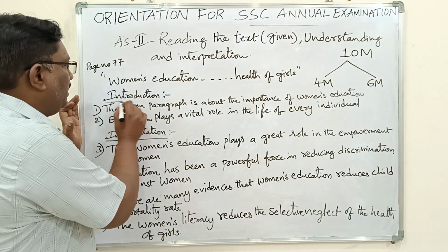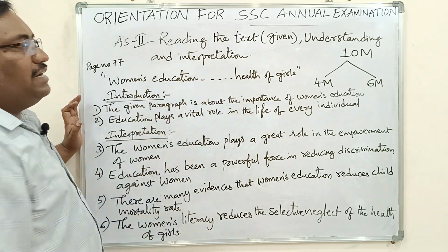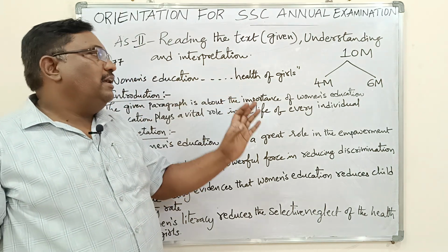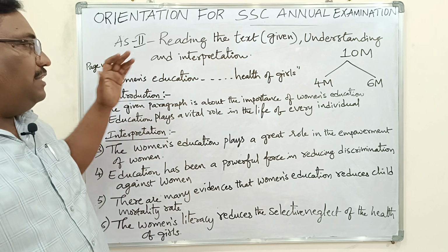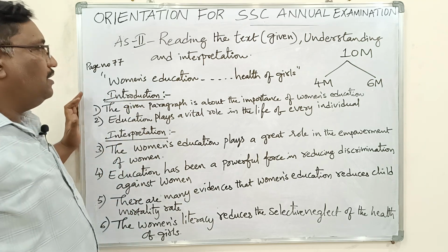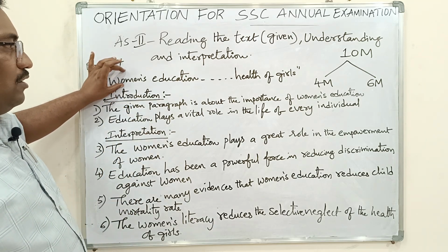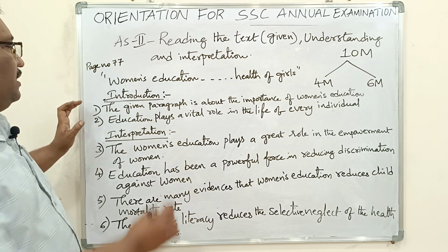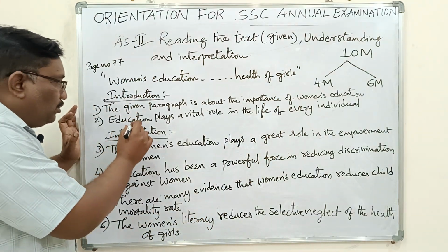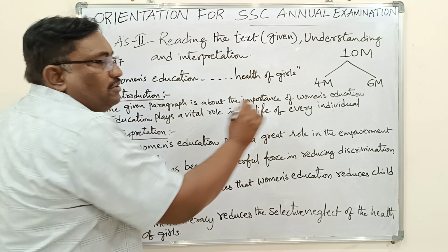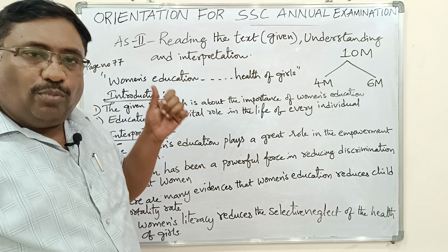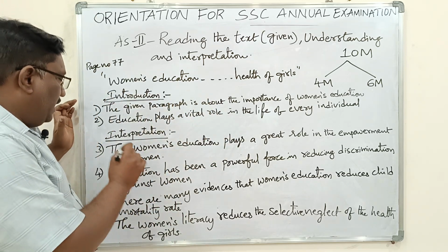So first of all, we have to write the introduction. After reading and understanding the paragraph, to understand a paragraph we have to read it a minimum of 2 to 3 times, and then we have to frame an idea in our mind, and then put it on paper. So first, what do we have to write? We have to write the introduction. After reading the paragraph, we can come to a conclusion that this paragraph is about something. What is that? The given paragraph is about the importance of women's education. Next, education plays a vital role in the life of every individual. Not only women, for every individual also, education plays a very vital, important role in their lives.